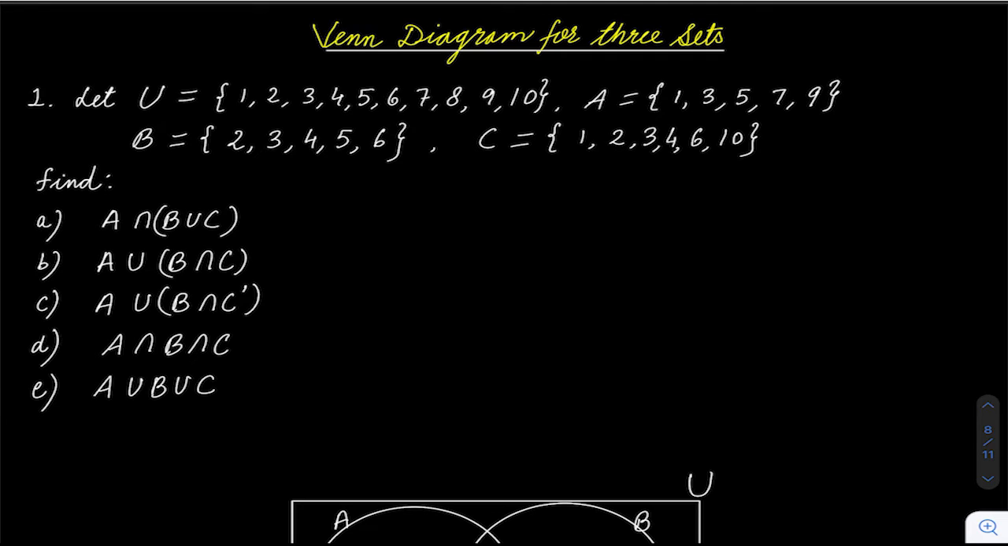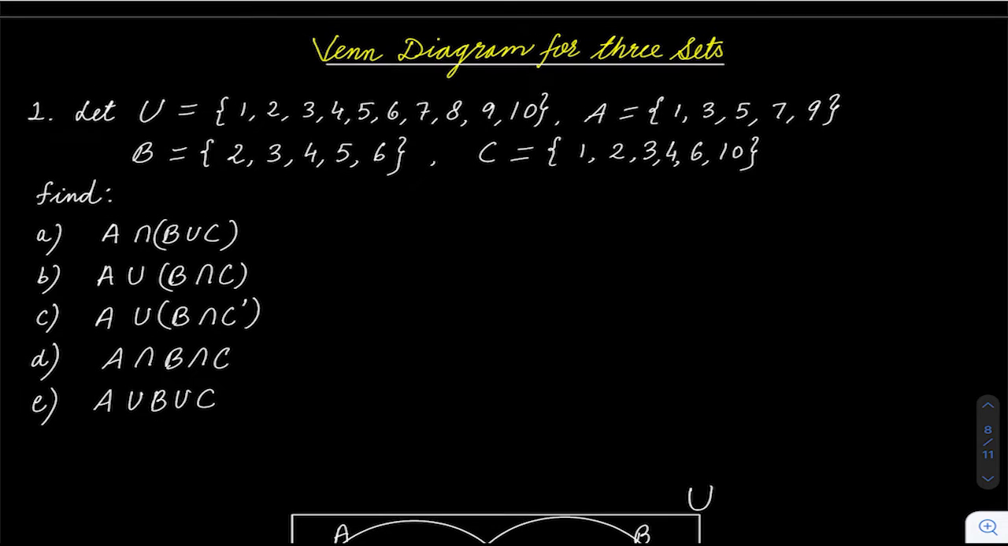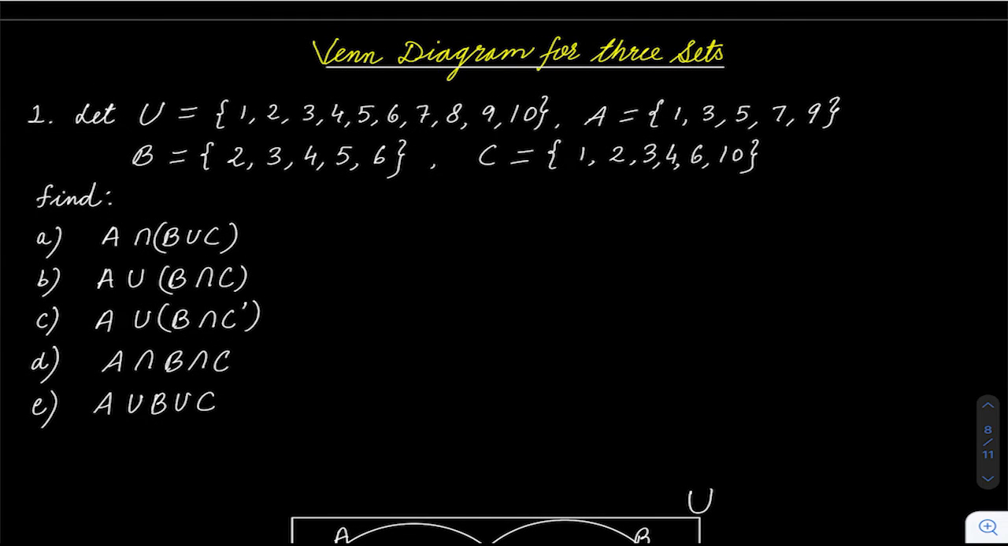So we have a universal set that is 1, 2, 3, 4, 5, 6, 7, 8, 9, 10. We have a set A that is 1, 3, 5, 7, 9, a set B that is 2, 3, 4, 5, 6, and a set C that has elements 1, 2, 3, 4, 6, 10. The first thing is to find A intersection B union C.